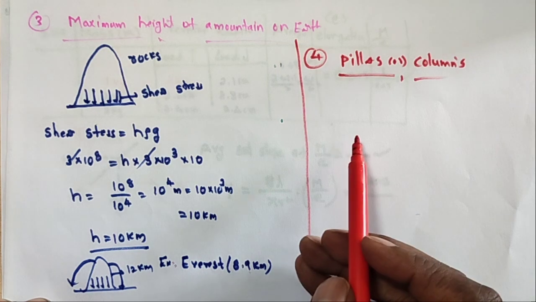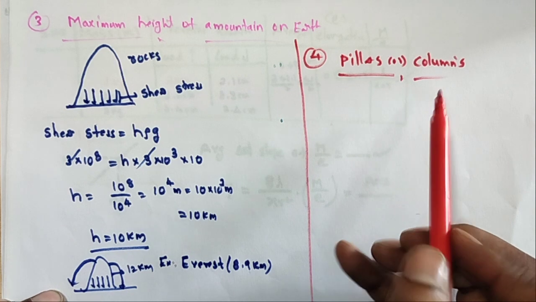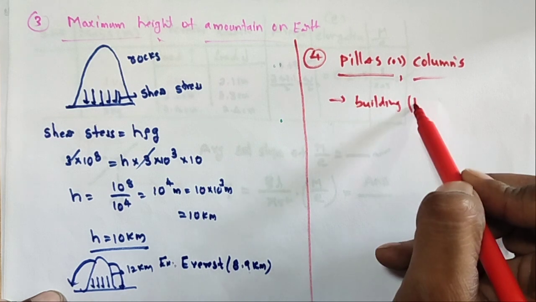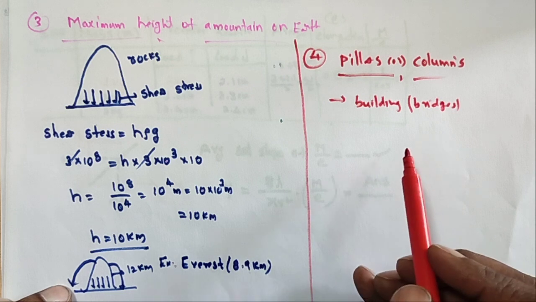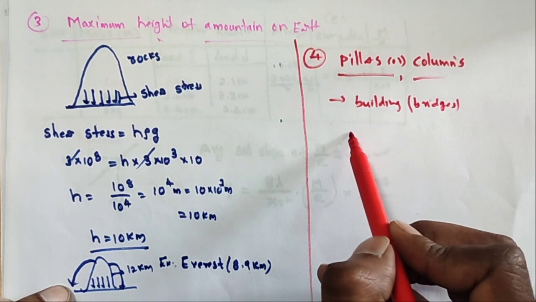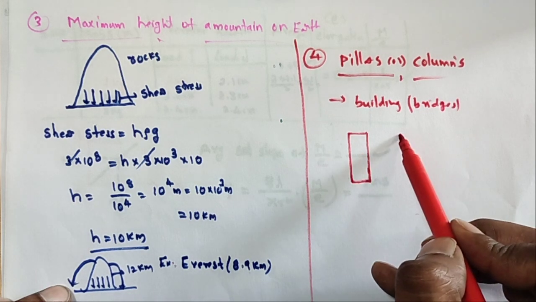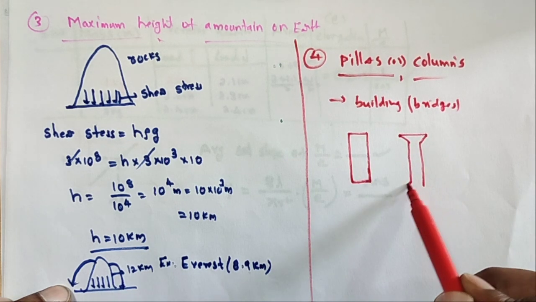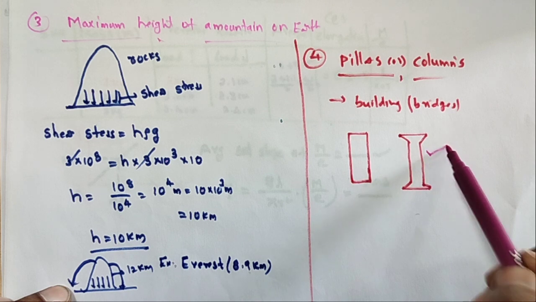Fourth application, pillars or columns. The use of pillars and columns is very common in buildings and bridges. Especially in buildings or bridges, you can use pillars. So which shape is better for the pillars? Here I am taking two pillars, one is rectangular like this, another is edge shaped like this. We know very well which pillars are used in the construction of bridges. I think this is mostly used.